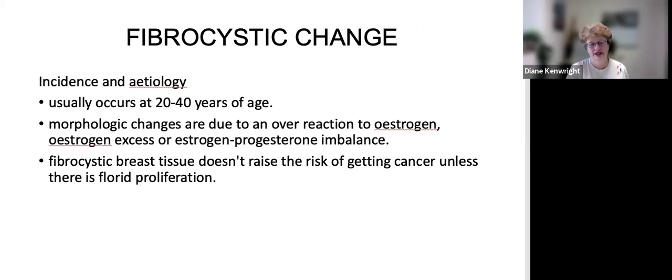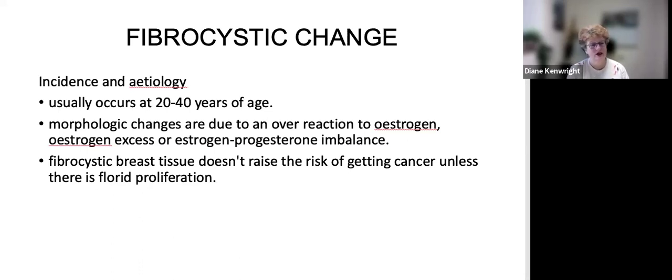So what is fibrocystic change? This is a physiologic change in the breast that occurs in women between 20 and 40 years of age. It is due to estrogen, in particular, an overreaction to estrogen. In other words, the estrogen receptors are very sensitive, or there is a high level of estrogen. Fibrocystic change by itself doesn't increase the risk of cancer unless there is a very florid epithelial reaction as part of it.